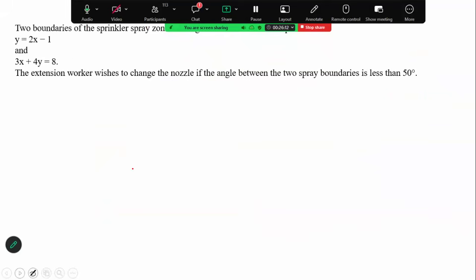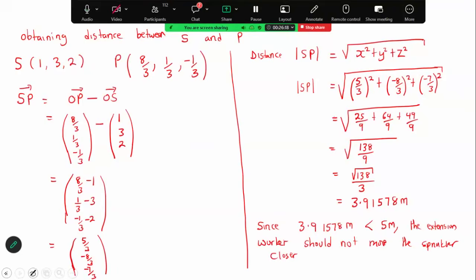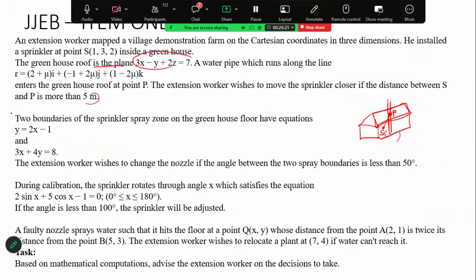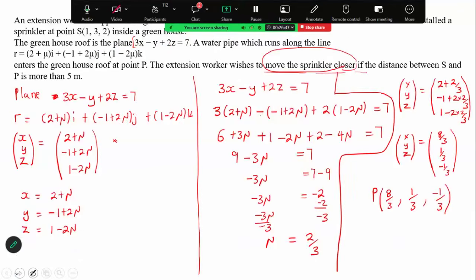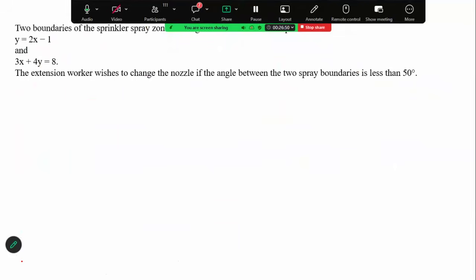So we are going to continue to the second part. When we go to the second part of our scenario, I'm going to first take you back to the scenario. The second paragraph told us that two boundaries of the sprinkler spray zone on the greenhouse floor have equations. The extension worker wishes to change the zone nozzle if the angle between the two spray boundaries is less than 50 degrees. This concept is about finding the angle between two lines.